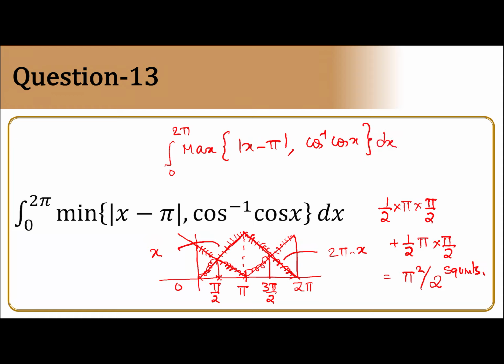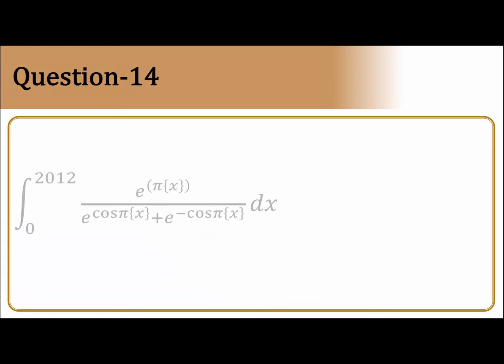Please try on your own. You got 3 trapeziums. 1, 2, 3, 4. 4 trapeziums you will get. What is a trapezium? Where two sides are parallel. Area is half the sum of parallel sides into height. Use the concept, you will get the answer.